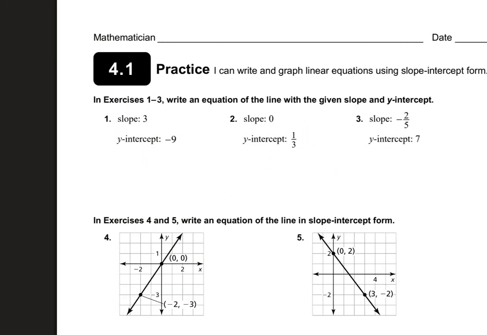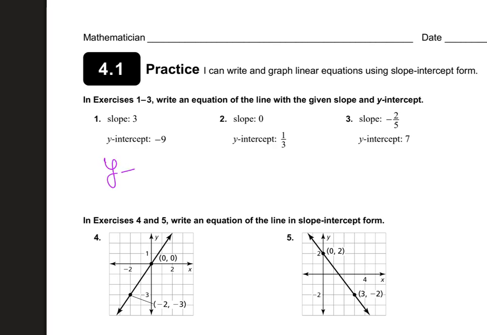Next, write an equation of the line with the given slope and y-intercept. Cool. Y equals mx plus b. Y equals 3x minus 9. Easy peasy. Y equals 0x plus 1/3.